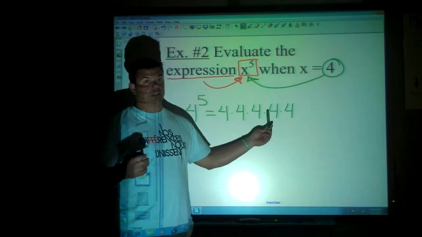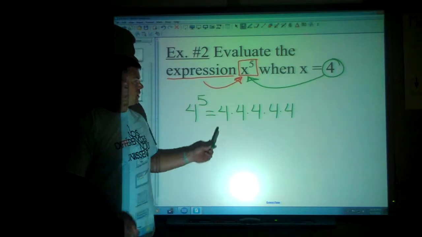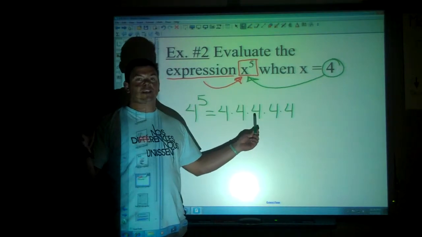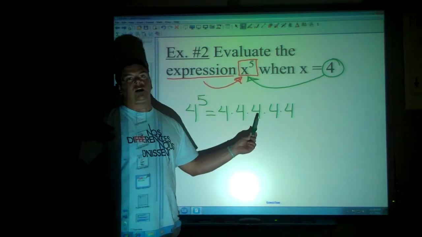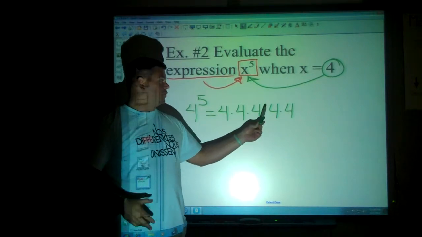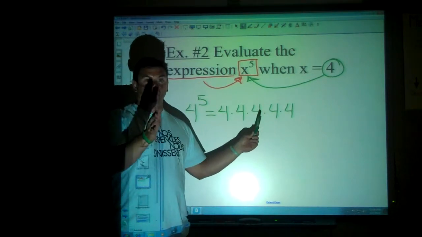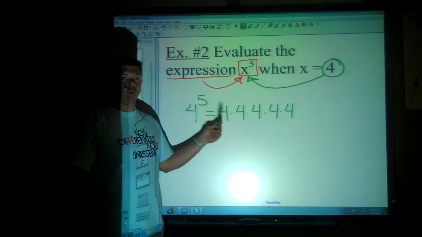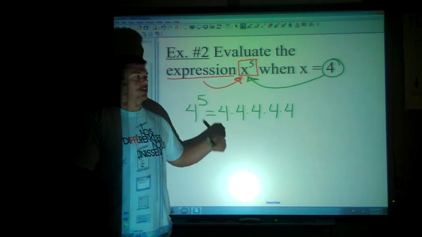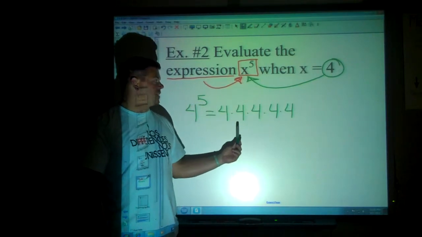64 times 4 gets a little bit harder. What I try to do is think of the 64 as a 60 and a 4. Hopefully I can multiply 4 times 60. That'd be 240. Then I'll multiply it by the leftover 4. 4 times 4 is 16. So the 4 times 60 was 240, plus another 16 makes 256.